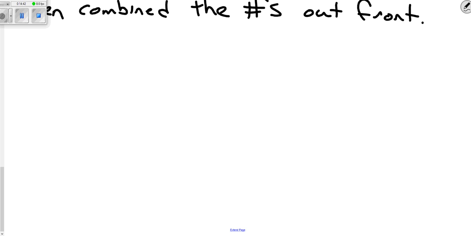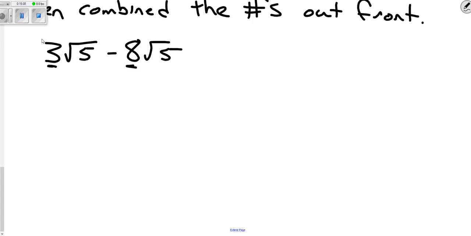Real simple one to start with. 3 root 5 minus 8 root 5. Plus or subtract? Subtract. So are my radicands the same? Yeah. Cool. Guess what? You just combine the coefficients or numbers up front. What's 3 take away 8? Negative 5. Very good. The radicand stays the same. So it's kind of like your common denominator when you do fractions. You don't do anything to it. How's that?